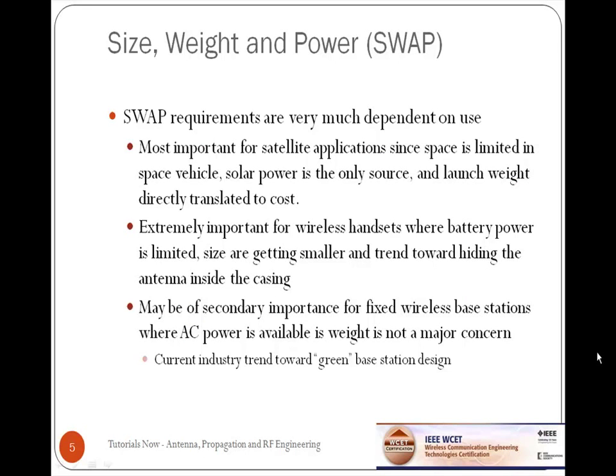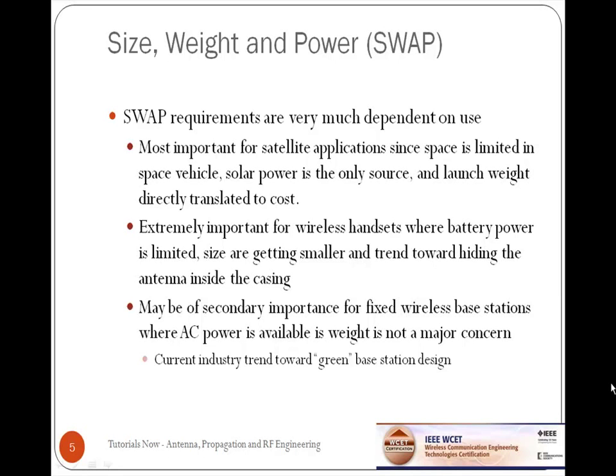One important aspect of antenna design is the size, weight, and power, or SWaP. SWaP very much depends on its use, and the requirements vary accordingly. For example, satellite applications require that the SWaP is very, very small, because solar power is the only source, and the launch weight directly translates to cost. SWaP is also extremely important for wireless handsets because battery power is very limited and the size is getting smaller and smaller. The antenna is going to be hidden inside the casing, so the size and the power requirements are extremely important.